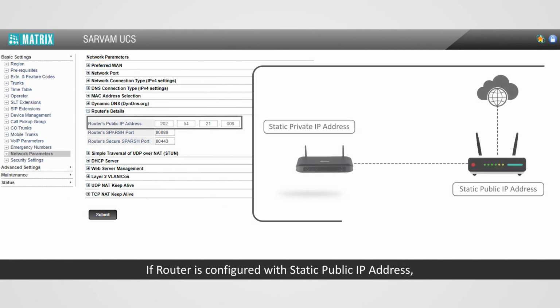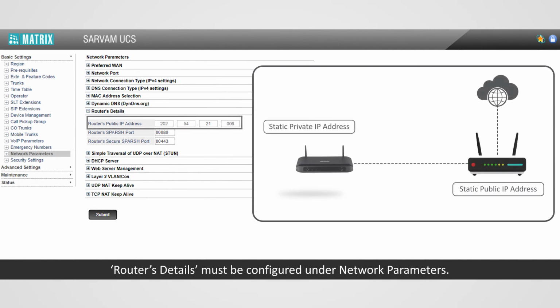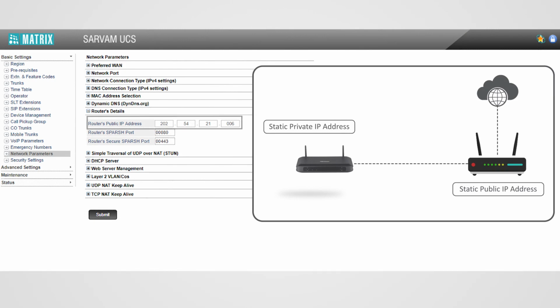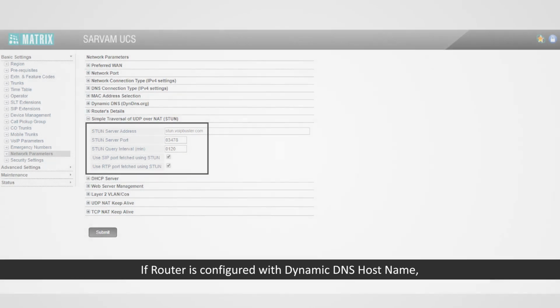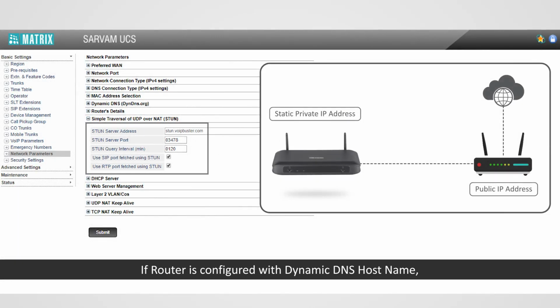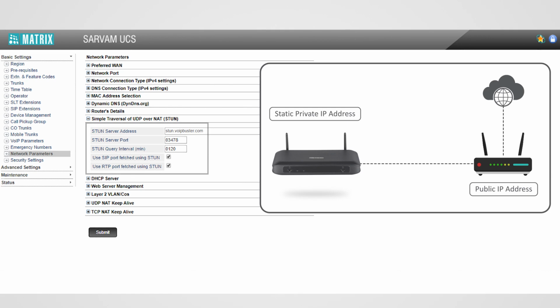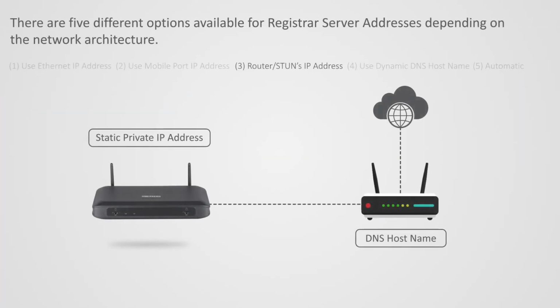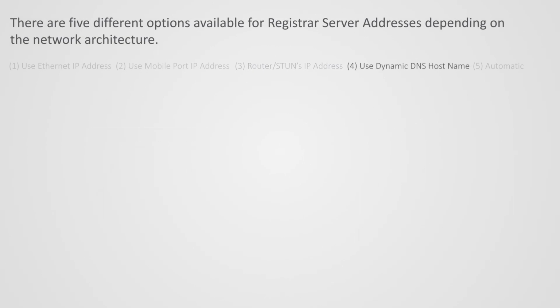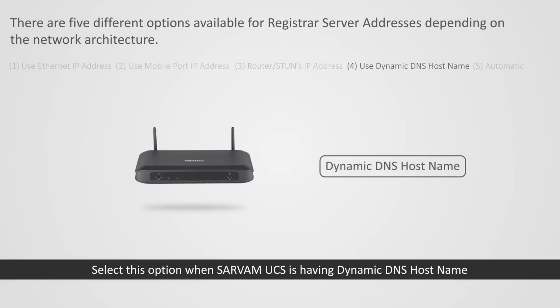If the router is configured with static public IP address, router's details must be configured under network parameters. If the router is configured with dynamic DNS host name, simple traversal of UDP over NAT or STUN must be configured under network parameters. Use dynamic DNS host name. Select this option when SARVAM UCS is having dynamic DNS host name configuration in network parameters.